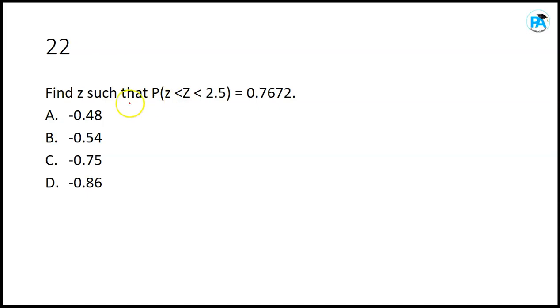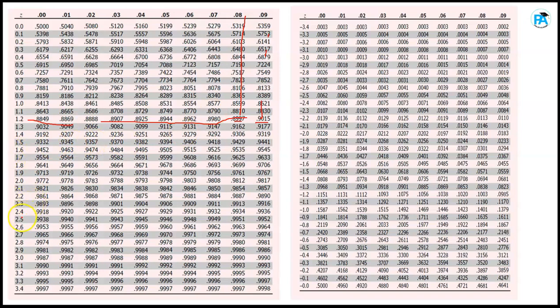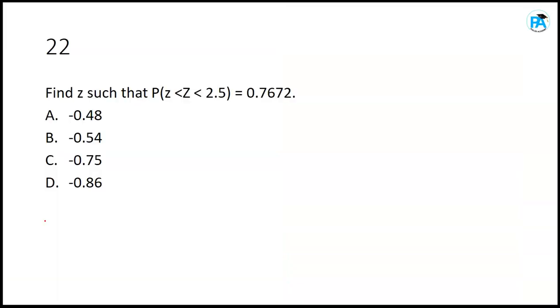Now, since the possible answers are negative, meaning it's a negative value that is here, what we do is find the probability for 2.5. So let's find it. 2.5 is 0.9938. So when you see this same question, just take the 0.9938, the probability for this z-score. Then subtract the final answer from it to get what the probability of z was.